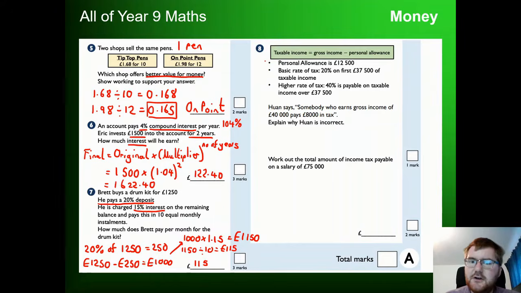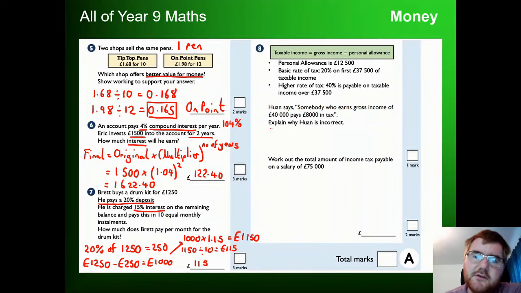Okay, and on to the last question, which is quite British orientated here because the personal allowance is how tax is calculated in the UK. So for the first £12,500, you do not pay any tax, and then you pay 20% tax up to the next 50,000, and then from there 40%. So Juan says that somebody who earns gross income of £40,000 pays £8,000 in tax.